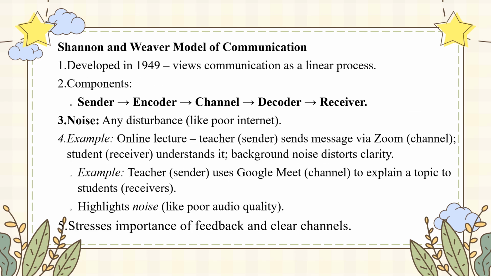Shannon and Weaver model of communication was developed in 1949, which views communication as a linear process. So accordingly, sender to encoder to channel to decoder to receiver. Noise forms any disturbance. For example, online lecture, the teacher who is the sender encodes a message and sends it through a channel, so sends a message via Zoom. The student who's the receiver understands the message. Sometimes there may be background noise which distorts clarity.